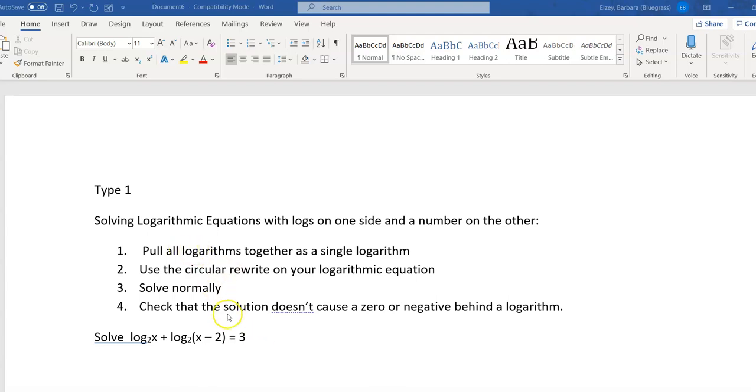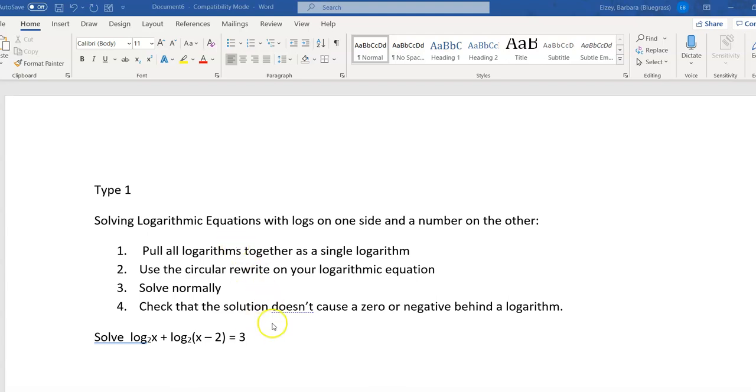And when we do that, we're going to do 4 steps. We're going to pull these logarithms that are on this one side together into a single logarithm using our properties. Then we're going to use the circular rewrite we learned when we were talking about how to solve a logarithm itself, when we were talking about the very definition of a logarithm. Then we're going to end up with a normal equation that we'll solve. And then we do have to check because sometimes we end up with an extraneous solution that doesn't work because we can't have a zero or a negative number behind a logarithm.